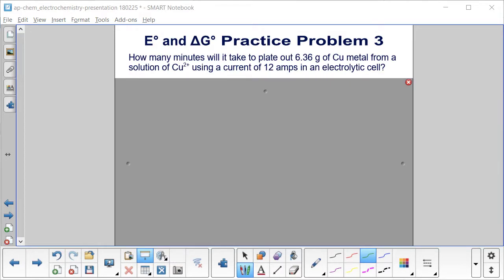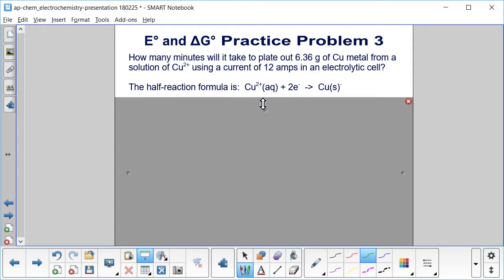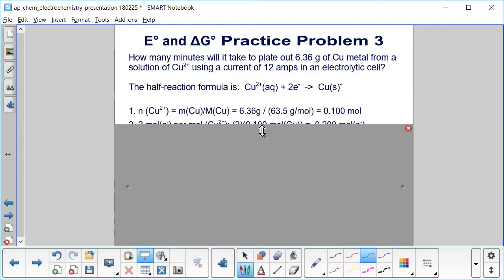How many minutes will it take to plate out 6.36 grams of copper metal from a solution of copper 2+ using a current of 12 amps in an electrolytic cell? So here's the half reaction for the plating of the copper. Start by finding the moles of copper, which is the mass of the copper divided by the molar mass. So 6.36 over 63.5 grams per mole is 0.1 moles.